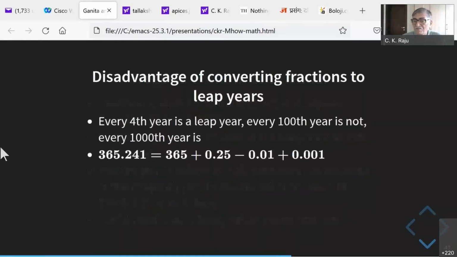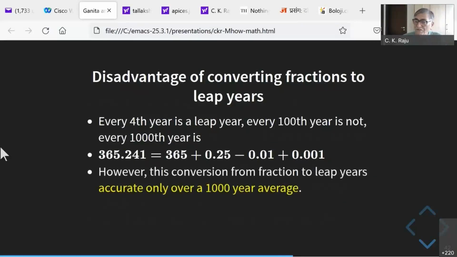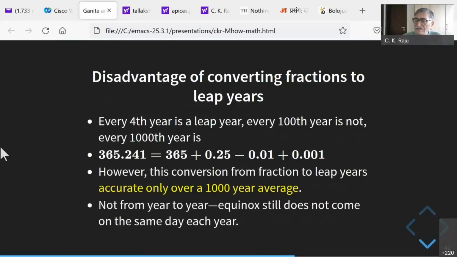And the disadvantage is, he did it like this: every 100th year is not a leap year, so you subtract 1. And every 1000th year is a leap year, so you add 1. And therefore you get that figure. But this is right only on a 1000-year average. The Gregorian calendar is still not right, doesn't get the equinox right from year to year. So this is the disadvantage of bad arithmetic. And it is there right in front of you in your daily usage of the calendar.